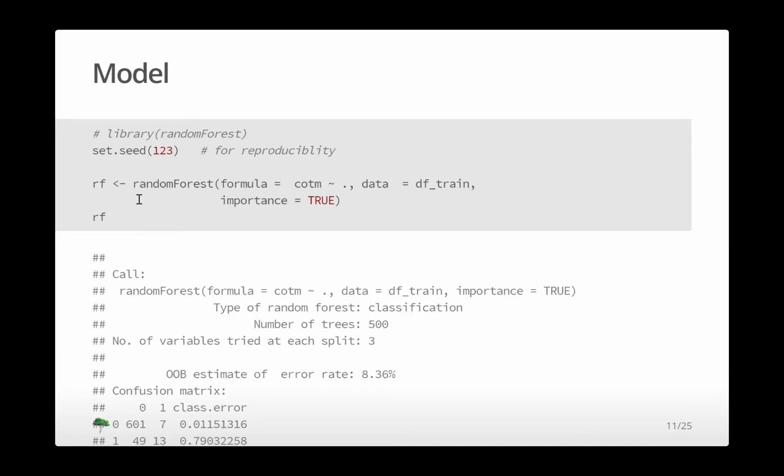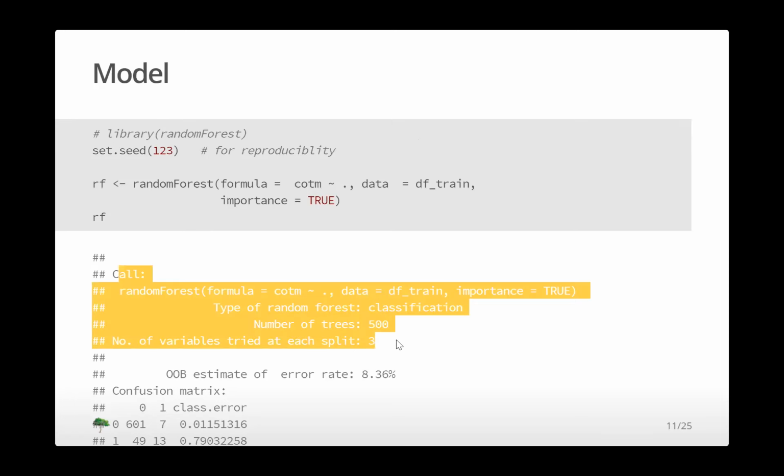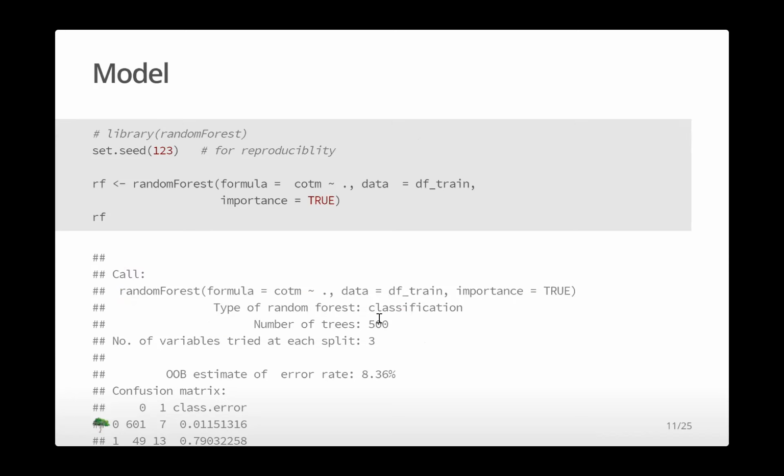Okay, so if we run this code, what we get is an output that looks like this. The first part of the output tells us what model was run, and the number of trees here, the default, is 500. The number of variables tried at each split is 3. This is also the default. We didn't give it any parameters here.